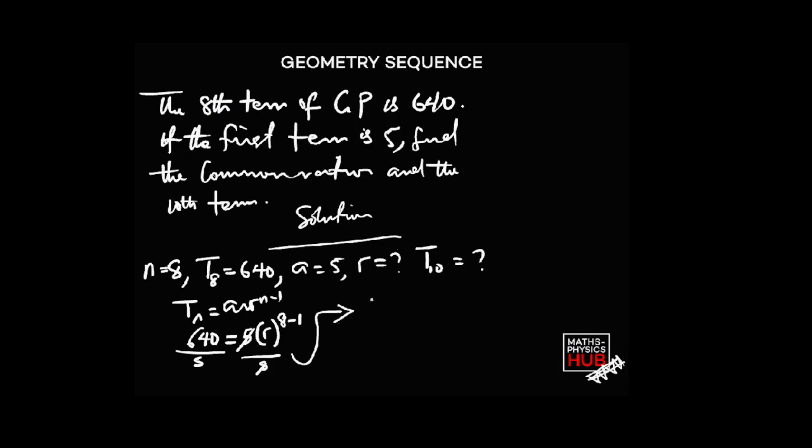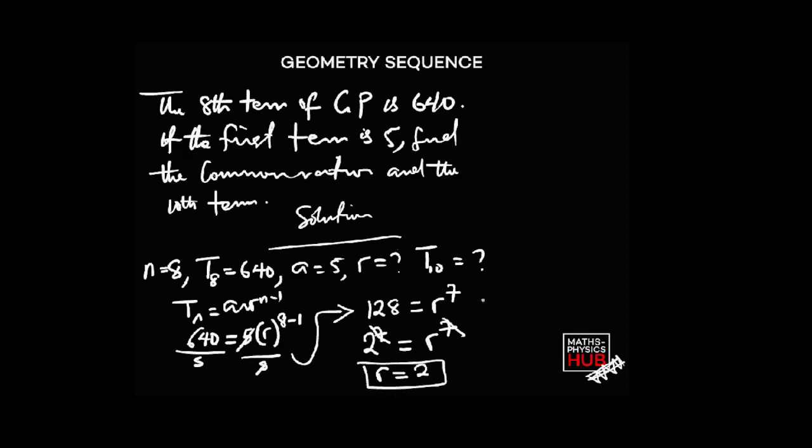128. So we have 128 equals R raised to power 7. So what can be raised to power 7 that the answer is going to be 128? Two. Okay, so we have that 2 raised to power 7 equals R raised to power 7. So when power and power are equal, what happens? You cancel it. So base and base would also be equal. So the common ratio is 2.